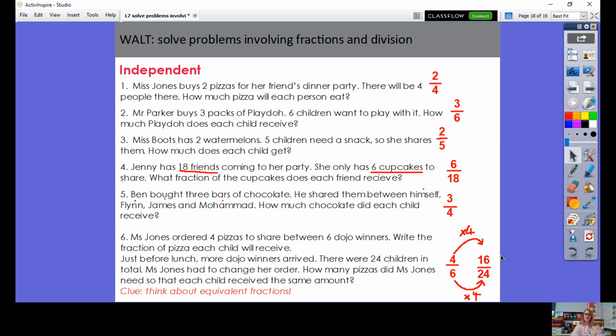Good, fantastic, well done. If you managed to get all of those correct, I'd be really impressed. I can't wait to see all of your work on Seesaw later.